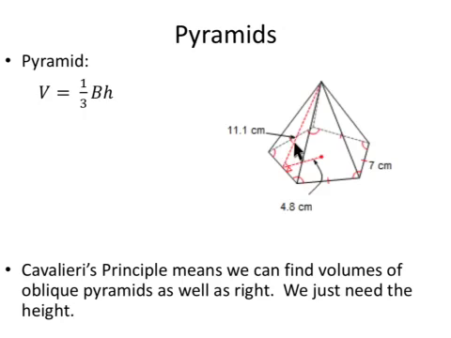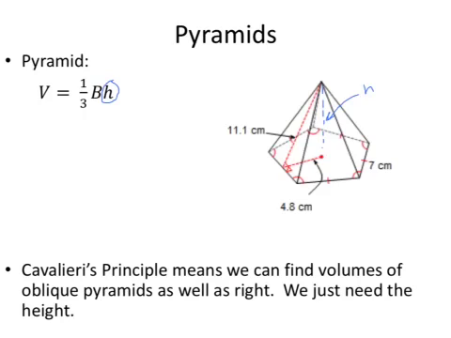Another thing to note about volume of pyramids is Cavalieri's principle we can use. This means we can find the volumes of oblique pyramids as well as right pyramids. We just need the height. Okay? So, the height in this case is the distance from that vertex to the center of the base. This is the height. Okay, and that is something that we need here. This is not our slant height that we used for surface area.